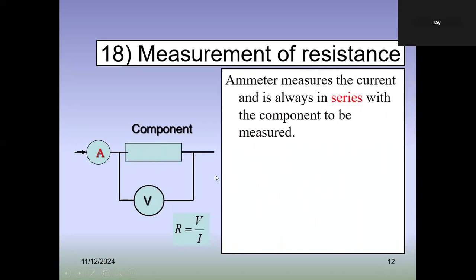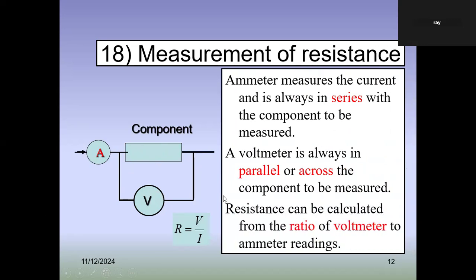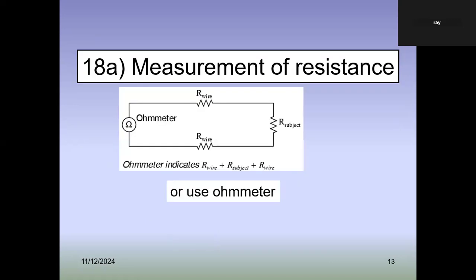Ammeter measures the current and is always in series with the component to be measured. Voltmeter is always parallel, or across, the component to be measured. Resistance can be calculated from the ratio of voltmeter reading to ammeter reading. That's one way to measure the resistance of a component.